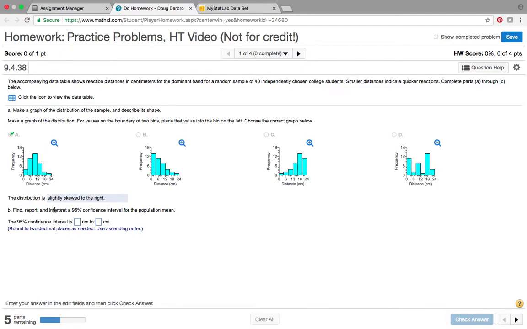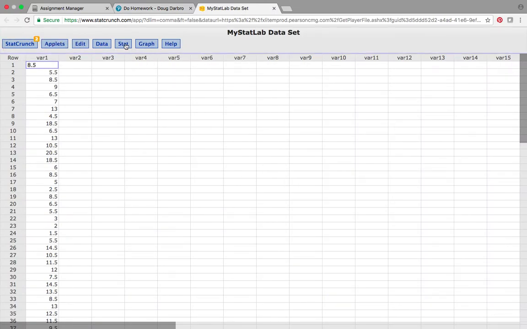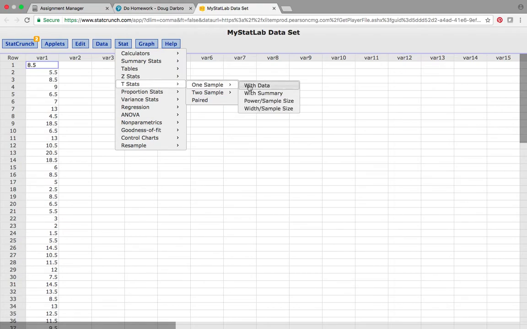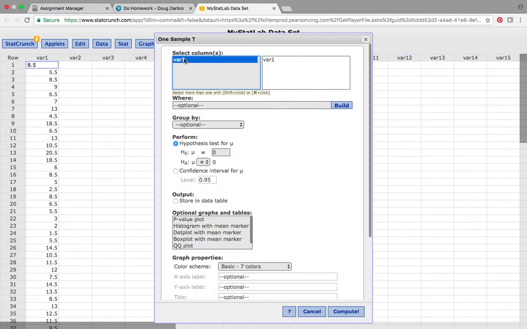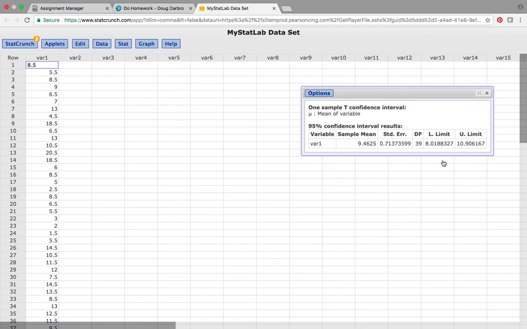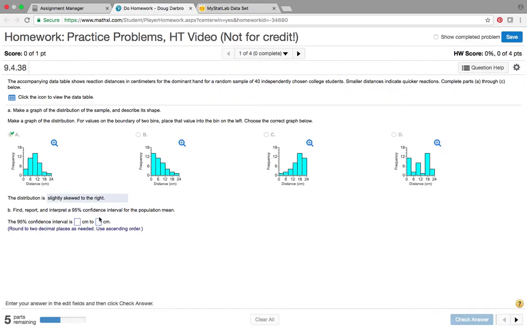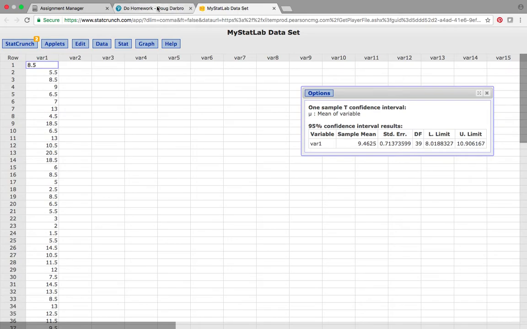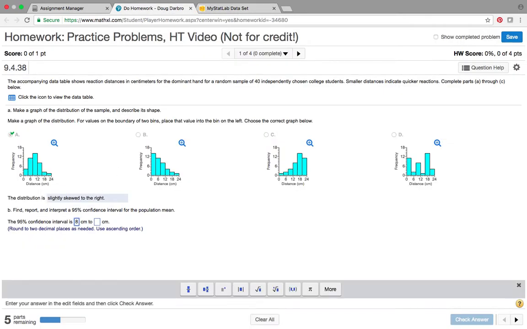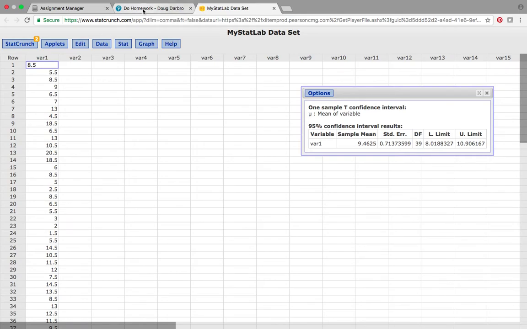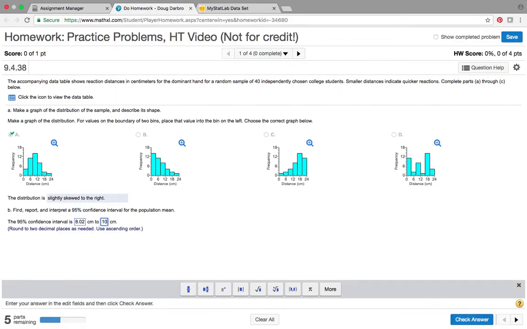Find, report, and interpret the 95% confidence interval. Guys, that's going to be easy now that we're into big boy, big girl stuff. So we go to Stat, T-stats, one sample, with data, select our column, do the confidence interval, and compute. What do we need to round to? 2 decimal places. So I have 8.02 up to 10.91. We know we're right.